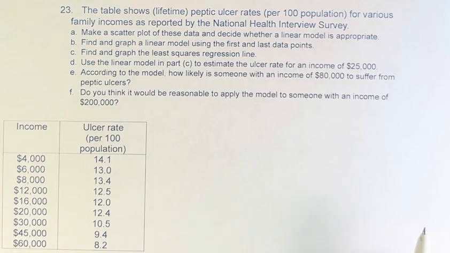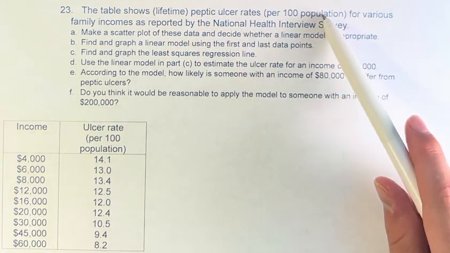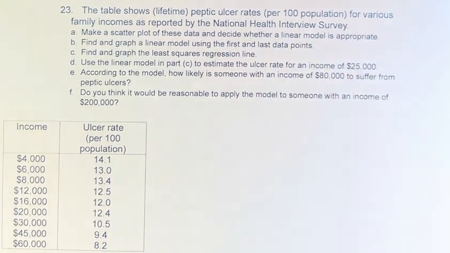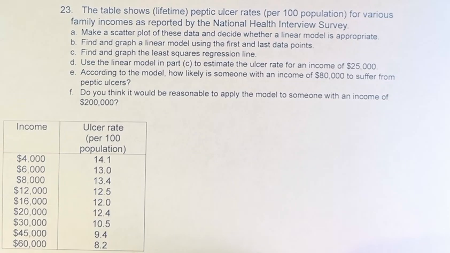In this problem, we're given a table which shows lifetime peptic ulcer rates per 100 population for various family incomes as reported by the National Health Interview Survey. So first, we're asked to make a scatter plot of this data and to decide whether a linear model is appropriate.